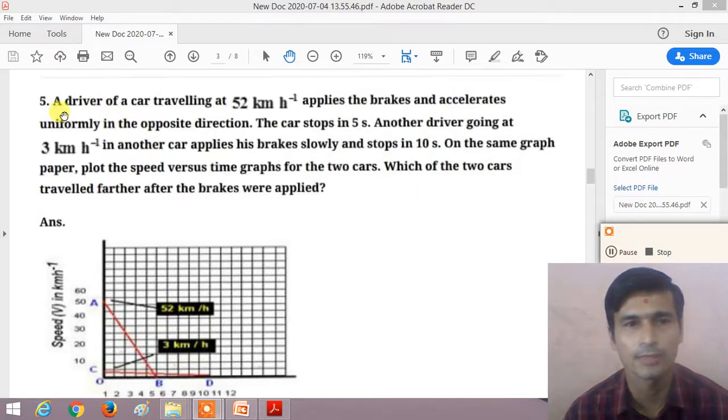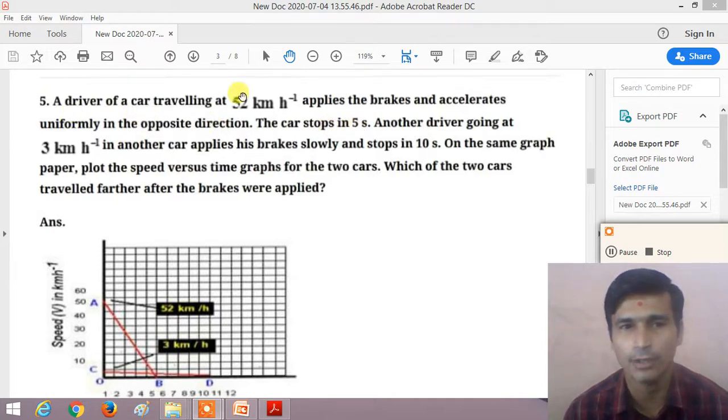Question number 5 of the exercise: a driver of a car traveling at 52 km per hour applies the brake and accelerates uniformly in the opposite direction. The car stops in 5 seconds.